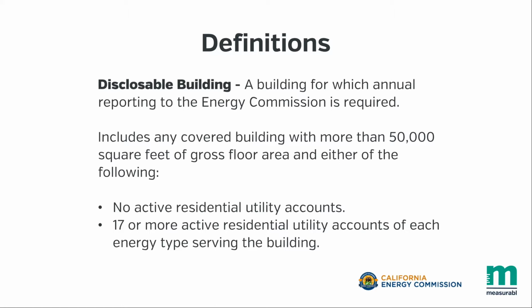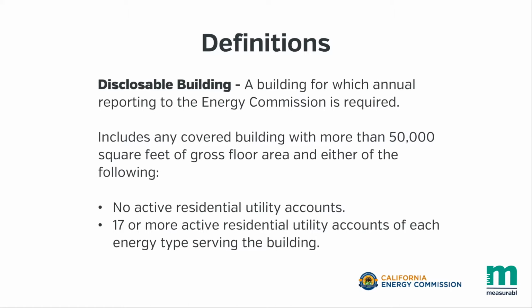Please note where it says utility accounts of each energy type serving the building. So it's important to note that to reach these utility account thresholds, we're not, for example, looking at accounts of different types of utilities. So in the fourplex I mentioned earlier, if you had some number of electricity, some number of gas accounts, some number of water accounts, some number of telephone, cable TV, those would all be utility accounts. We're not counting those separately to get to the threshold. What we want to look at is the number of accounts of each energy type.